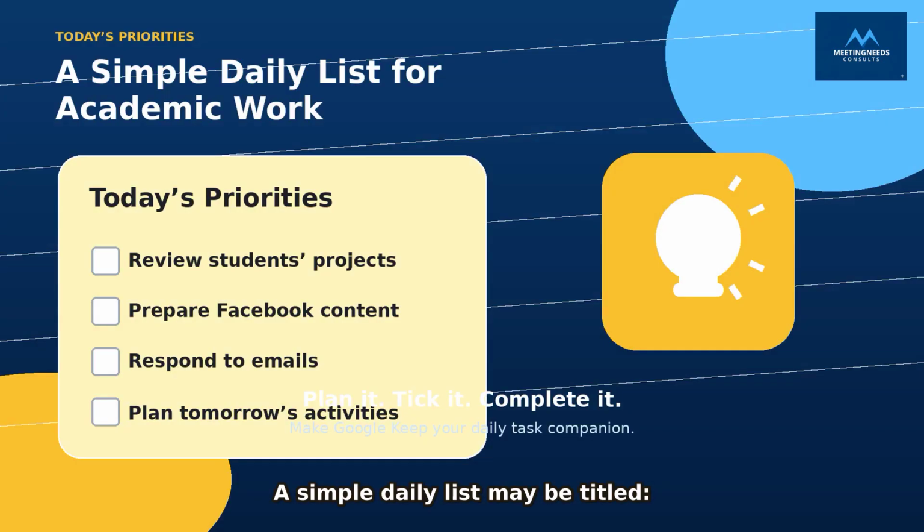A simple daily list could be titled Tuesday Priorities. Send program flyer to professors. Review students' projects. Prepare Facebook content. Respond to emails. Plan tomorrow's activities.